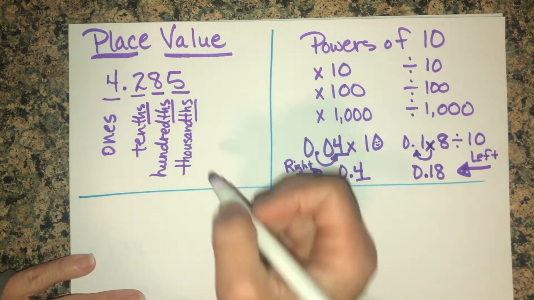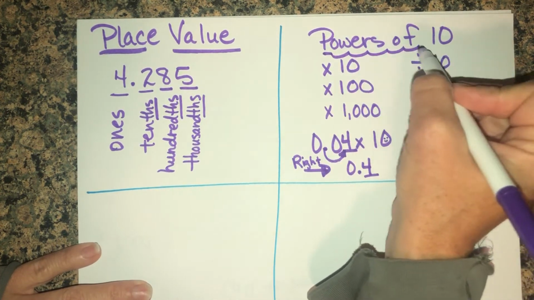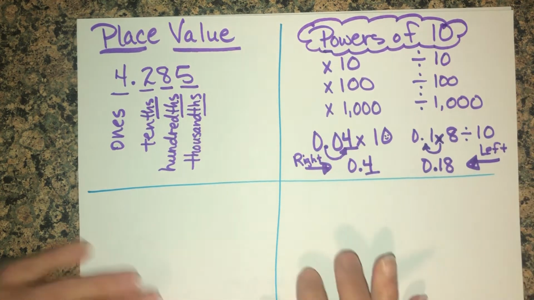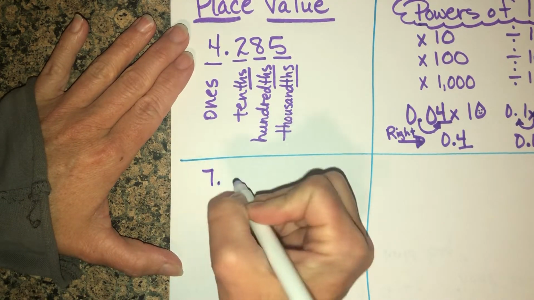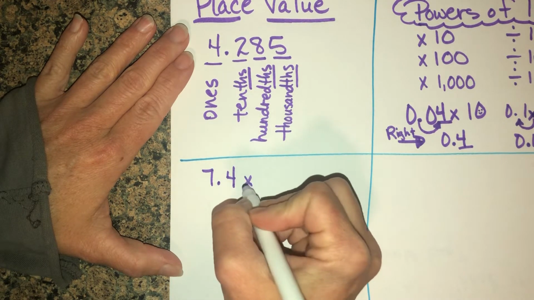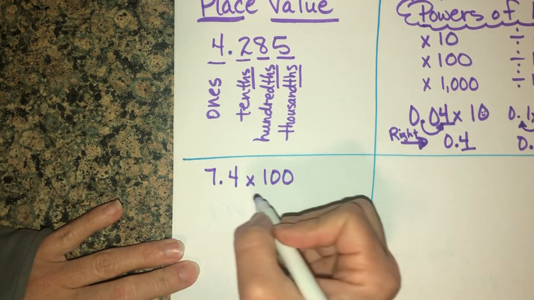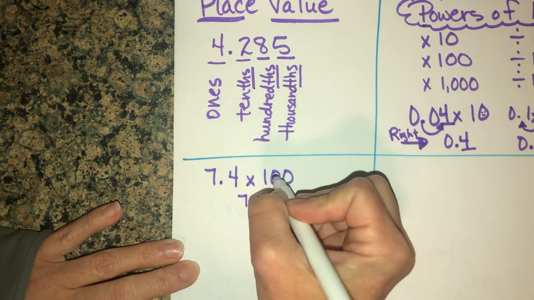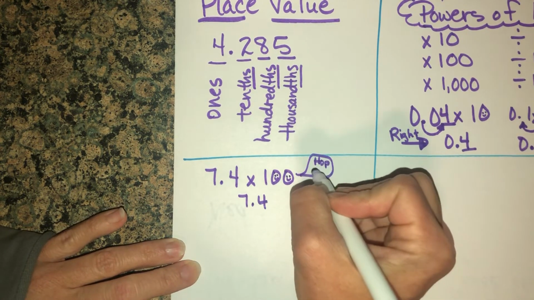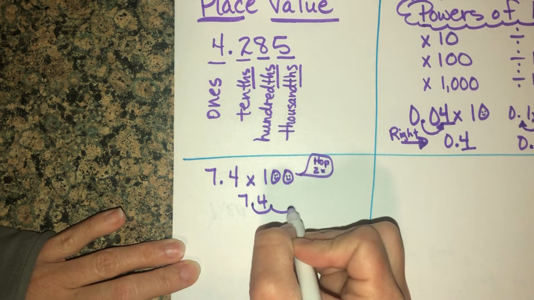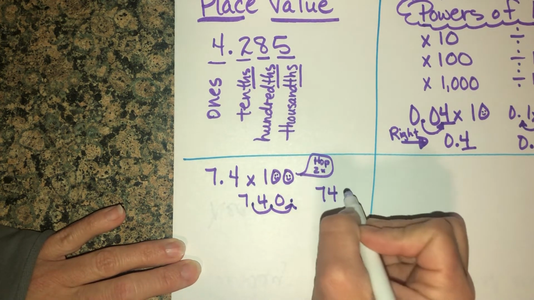So a big part of it is we've got a new place value spot, the thousandths. Powers of 10. This is usually a little confusing at first, but I'm going to show you a few more examples. So 7 and 4/10 times 100. So if you look at 7 and 4/10, if I have 2 zeros, I hop 2 times. So I hop, hop, drop my dot, put zeros in the empty spots. My answer is 740.